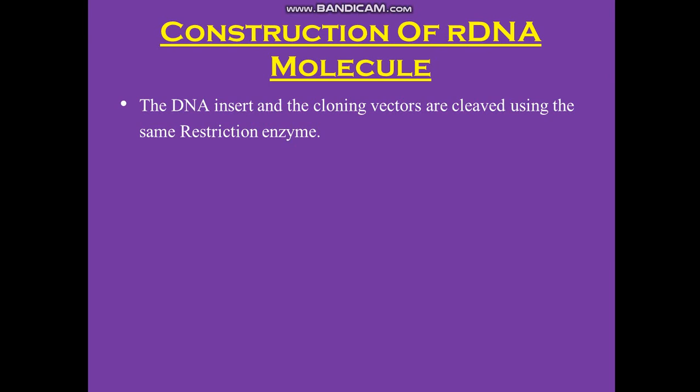Why was this being done? Because the DNA insert and the cloning vector should have the sticky ends complementary to each other, so that if we cleave them using the same restriction enzyme, you remember what was happening, the same restriction enzyme will cut at the same recognition sequence and the same protruding ends will be there. So the protruding ends or the sticky ends which are produced can be joined easily. So both should be cut using the same restriction enzyme.